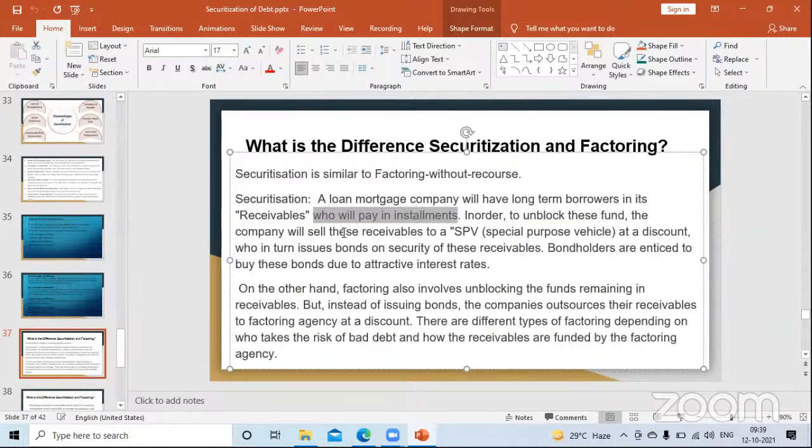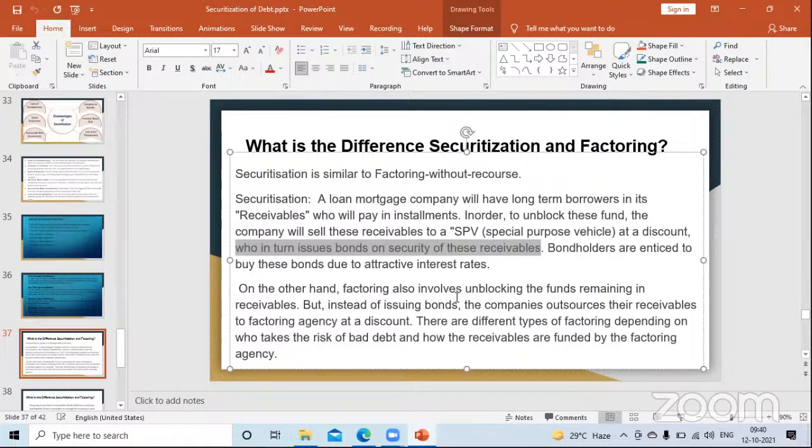What they will do? You will sell all these receivables to the SPV at a discount, who in turn issue bonds on the securities on these receivables. Because these receivables are converted into securities, bonds, debentures, that are issued to your company. And you can sell it in the market again to earn the profit when the value of such securities increases.